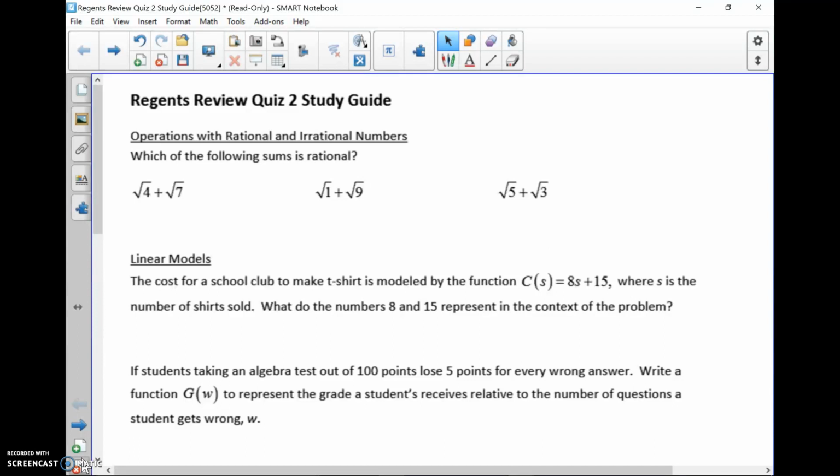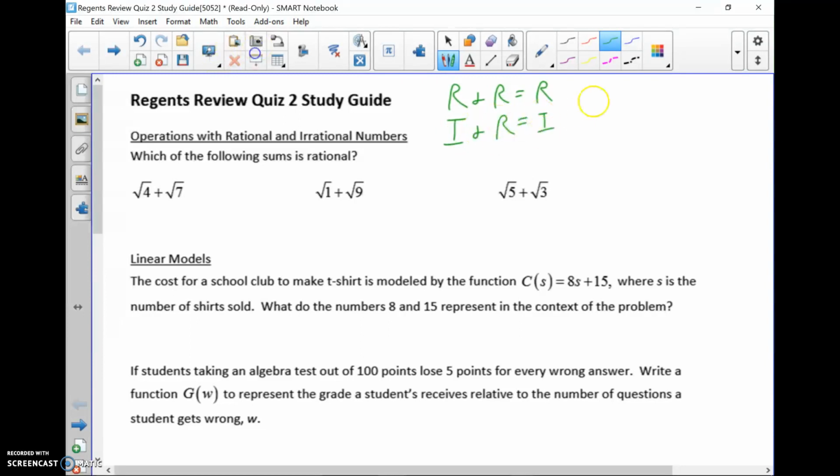Which of the following sums is rational? This is one of the topics that was on the Regents Review 1, but I wanted to assess it again. And again, the key to this is just remembering a couple of rules about operations with rational and irrational numbers. The first rule is that when it's a rational and a rational, the result is always rational. When it is an irrational and a rational, the result is always irrational. So if it's one of each, always irrational.